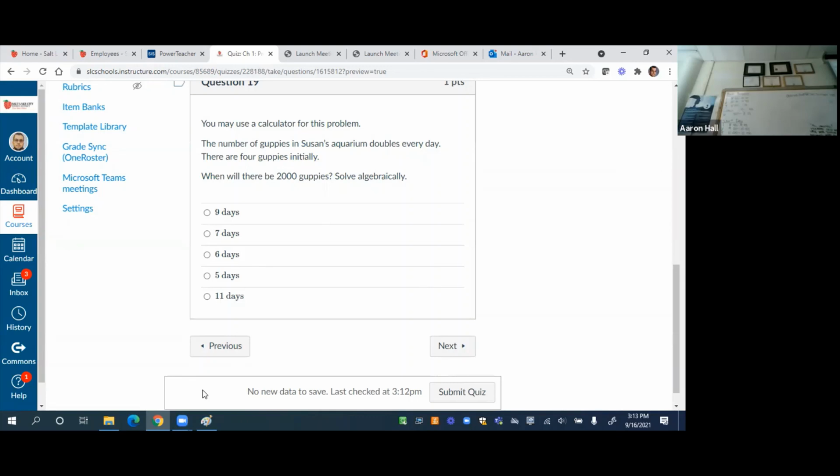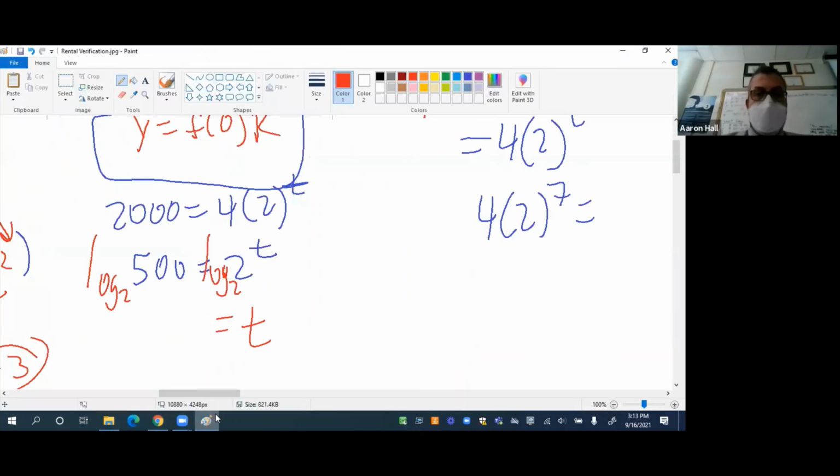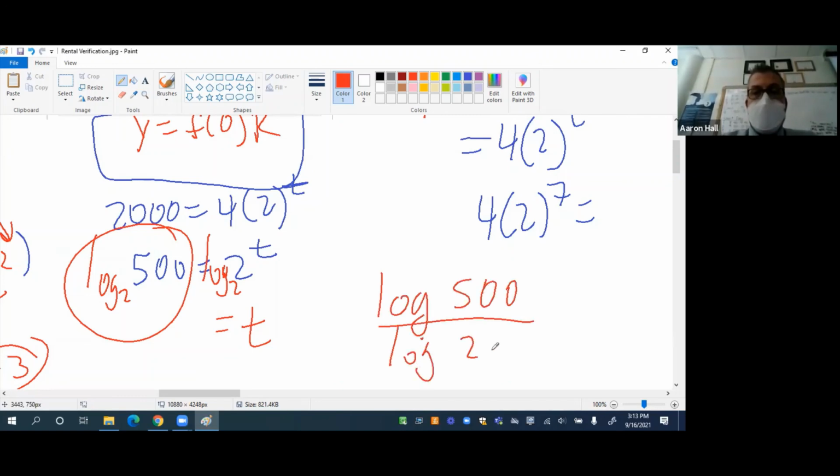So you'll have to use the change of base formula. Do you guys remember what the change of base formula is? Do you remember the change of base formula for those of you who cannot use log any base? What is log base 2 of 500 in the change of base formula? Yep, log of 500 over log of 2. Or you can do ln if you prefer. It doesn't matter.